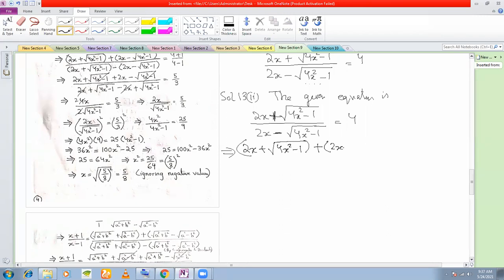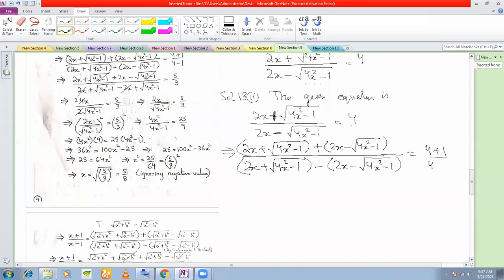plus denominator divided by numerator minus denominator, is equal to 4 plus 1 by 4 minus 1, because you have a 4 by 1 here. So that is why numerator plus denominator by numerator minus denominator on the right hand side also. Okay, so I will stop here.